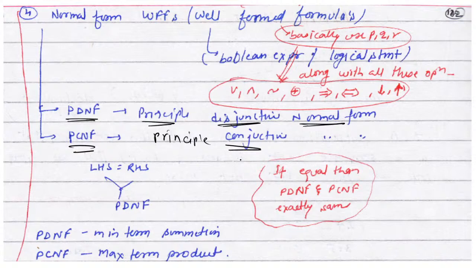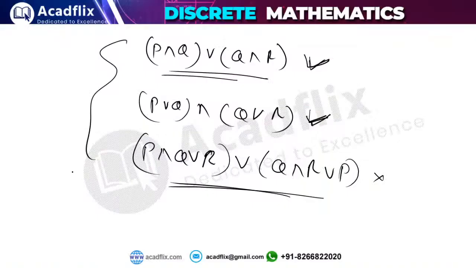Okay, so what is PDNF, what is PCNF? Let's see. If you have already studied digital logic, then in digital logic you will study something called SOP, something called POS, something called sum of product, something called product of sum. Don't worry, I will teach you. So these are the same things we are going to study here.